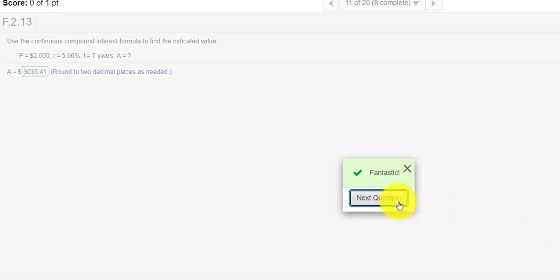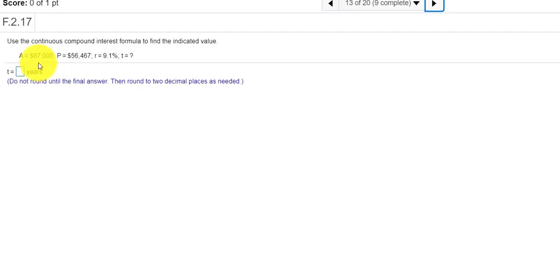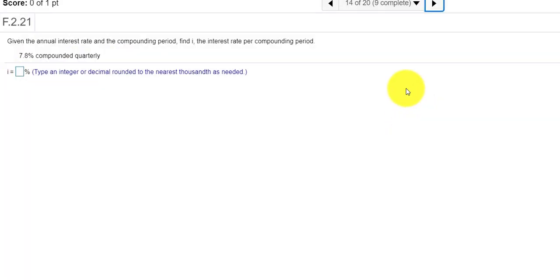Fantastic. So problems 12 and 13 are very similar. We're still going to use the continuous compound interest formula. Same with number 13. You just solve for different letters, right? In one they solve for A, in another they solve for P, in another they solve for T, and so on. Let's take a look at number 14.